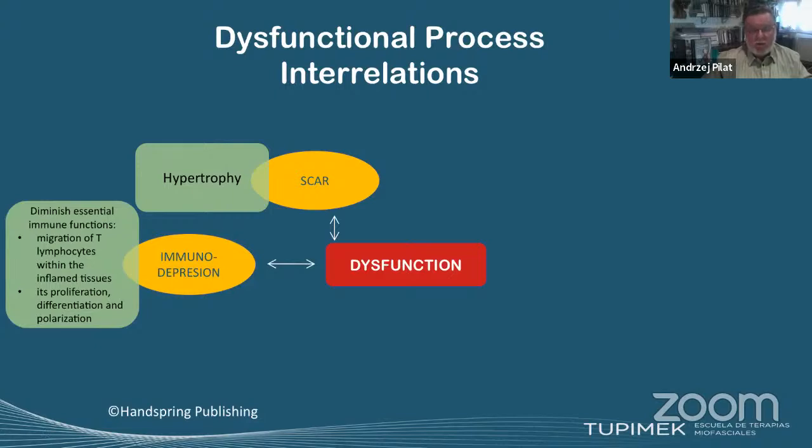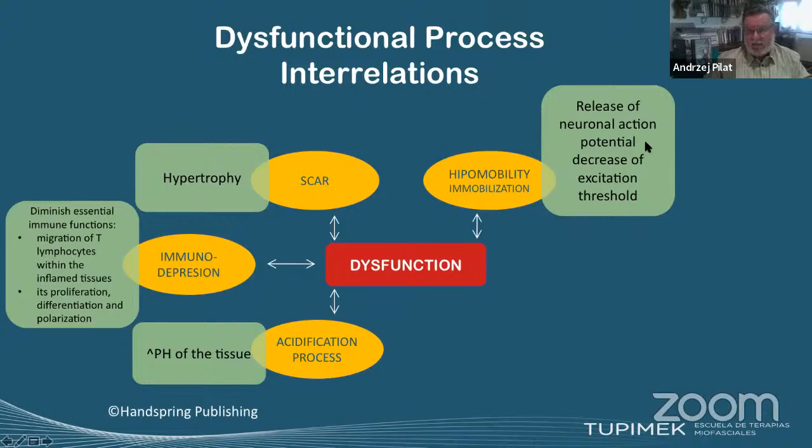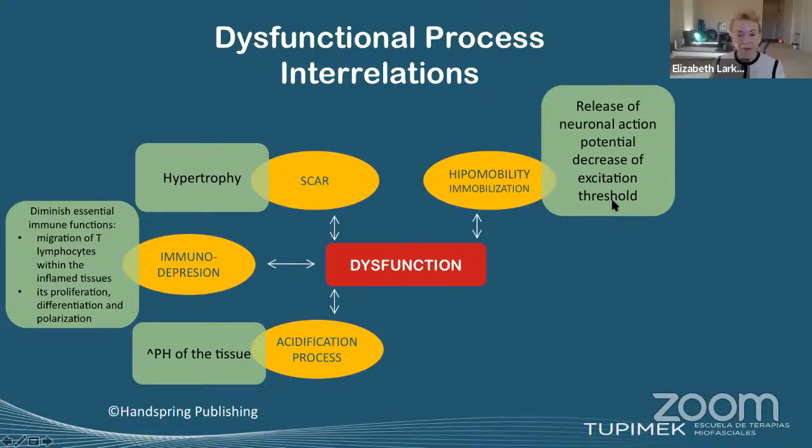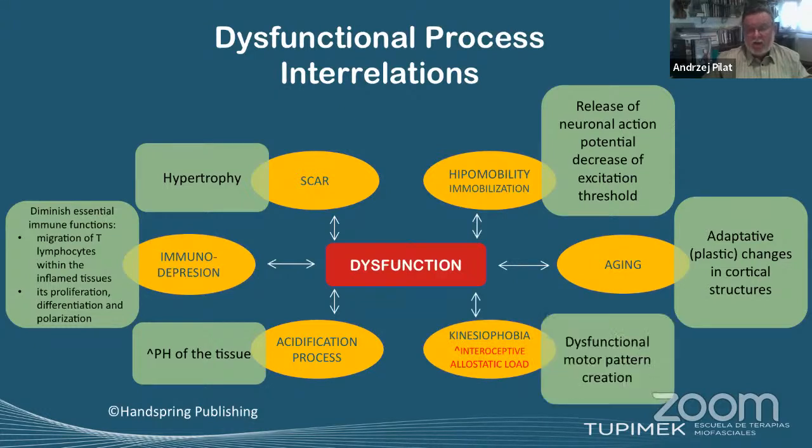There are problems because of this inside the connective tissue, inside the fascia: migration of T lymphocytes within the inflamed tissue, also proliferation, differentiation, polarization, also the acidification process, increase of the pH inside the tissue, hypomobility or immobilization, release of neuronal action potential, decrease of the excitation threshold, and also aging. Of course, aging is also a problem. Adaptive plastic changes in cortical structures, and finally kinesiophobia, the fear to move, and dysfunctional motor pattern creation.